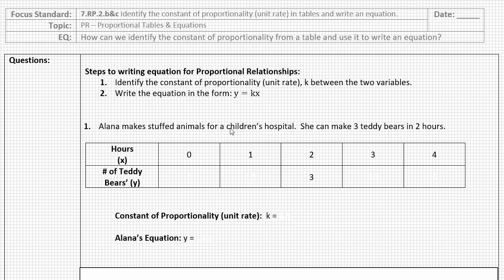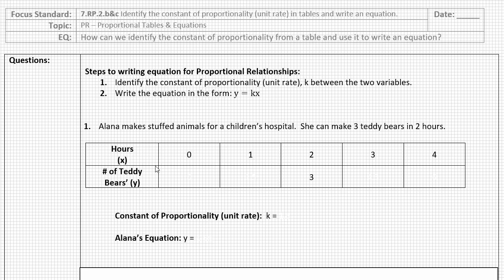Alana makes stuffed animals for a children's hospital. She can make 3 teddy bears in 2 hours. So what we need to do is complete the table based on this rate that we've been given about Alana's ability to make teddy bears and how long it takes her. And from that, we want to then identify her constant of proportionality, her unit rate, so that we can write an equation for how many teddy bears Alana can make.